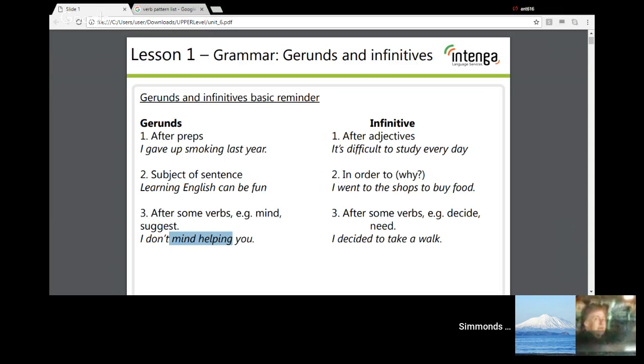Well, just to help you memorize the verb patterns, I mean, the real verb patterns. The other two, after prepositions and when the verb is a subject, are understandable. Those are just certain situations. But to remember that if you have I don't mind and then another verb, it's easiest, in my opinion, to just repeat a sentence multiple times. Ken, do you have any experience in this area?